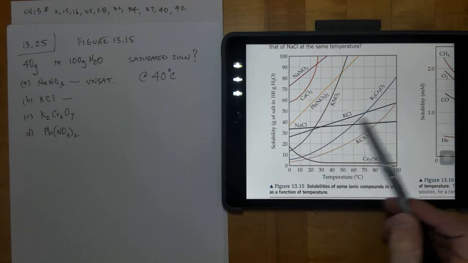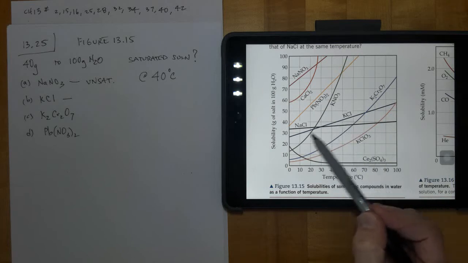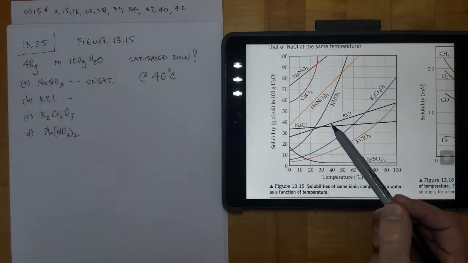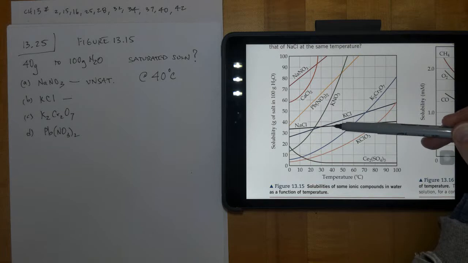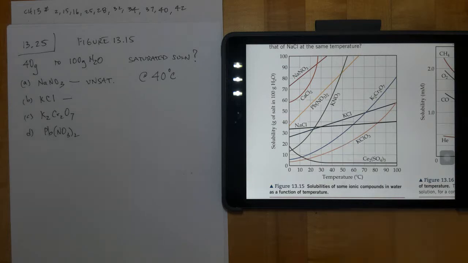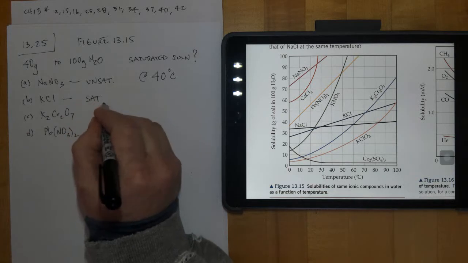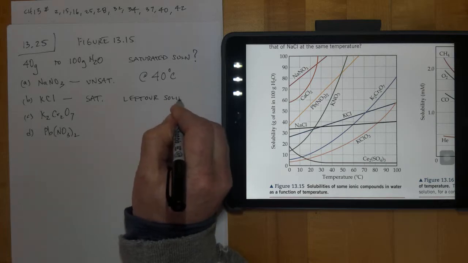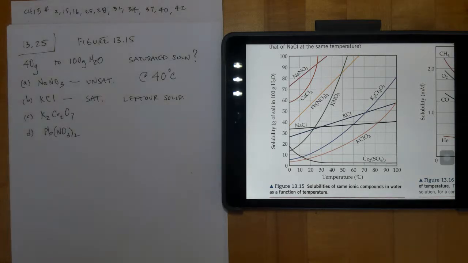KCl is right here. It's this kind of dark blue line, and if we're at 40 and 40, we're just a tiny bit above this line. And since we're above the line, that means that we would have a saturated solution, and then there would be some precipitate at the bottom as well. So there would be 38 grams that would be dissolved, and there'd probably be like 2 grams that are undissolved. So we would have a saturated solution. We'd also have some leftover solid in the bottom of the beaker or in the bottom of the container.